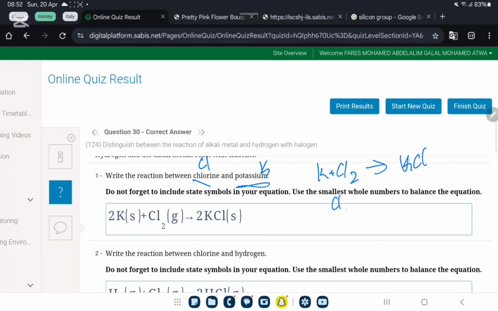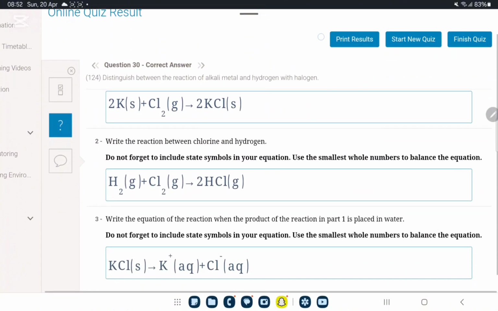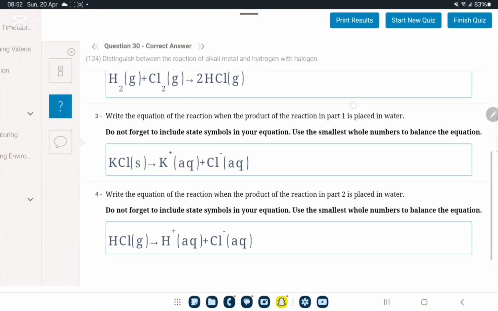Here we have 2 Cl's. Here we have a 1. So we put the 2 to balance it, so it becomes a 2. And then K is no longer balanced, so we put another 2 in the reactant side to balance it out. So now it's 2K plus Cl2 produces 2KCl. Don't forget the state symbols.